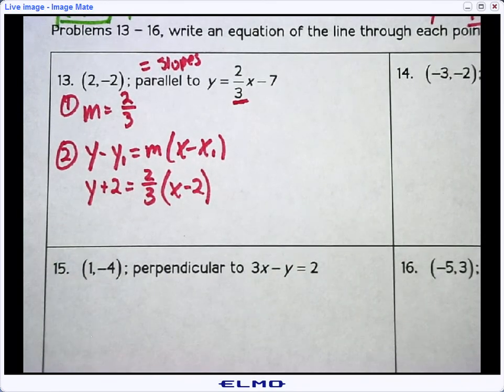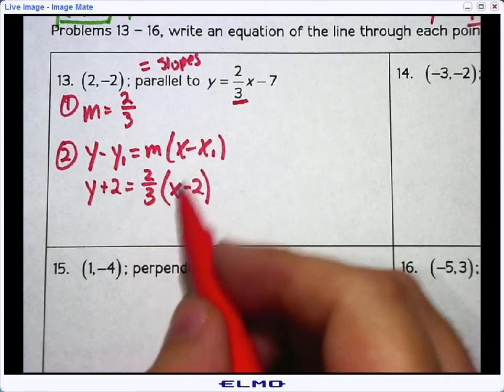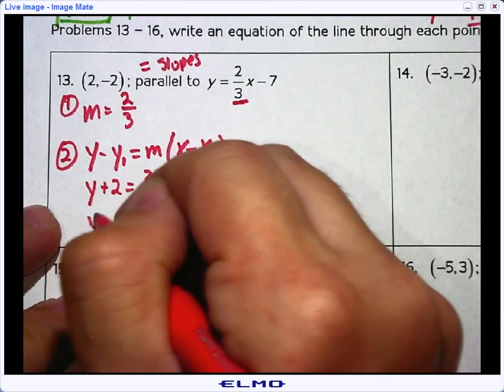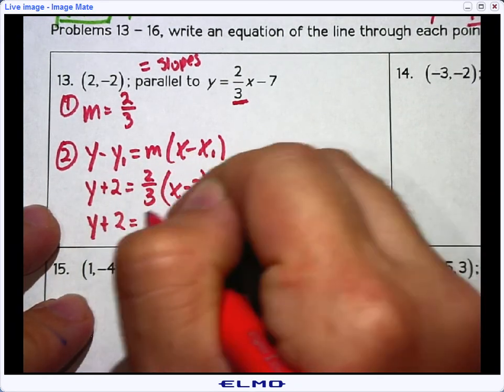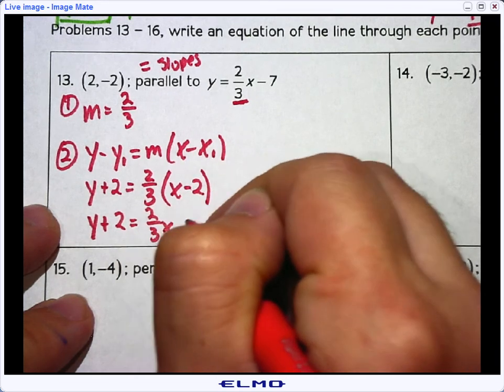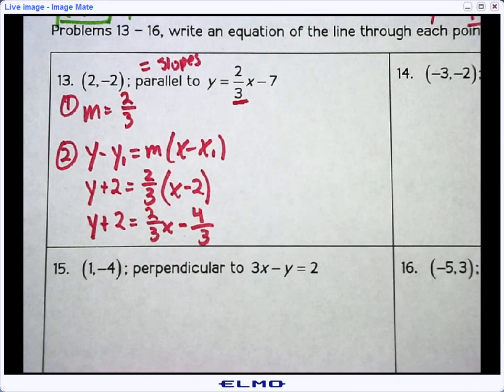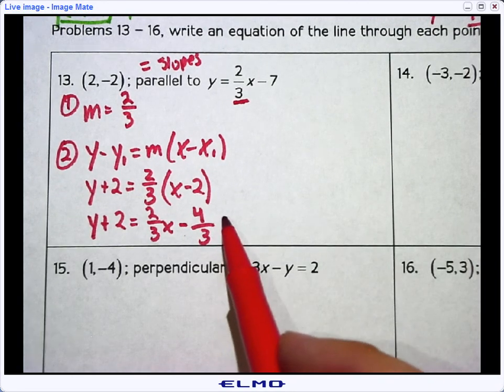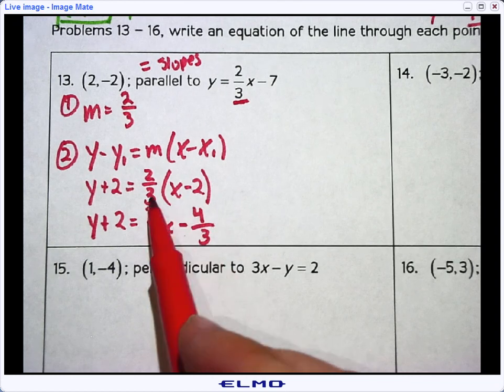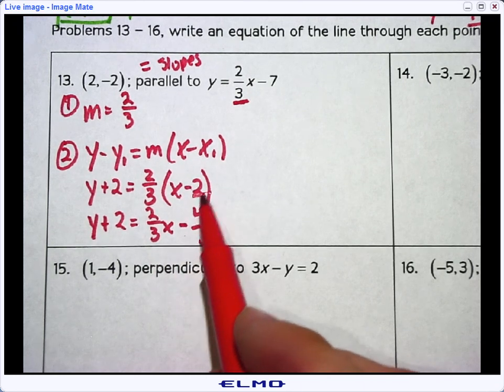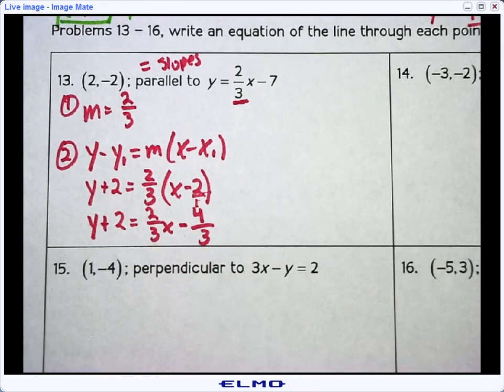Okay, now we've got to get the equation in slope-intercept form, because they did not say leave it in point-slope form. So we're going to distribute the 2/3. That's going to give us y plus 2 equals 2/3x minus 4/3. All right, 4/3. Just a fraction. 2 times 2 is 4. 3 times, again, think of that as 2/1, right? 3 times 1 is 3, so 4/3.